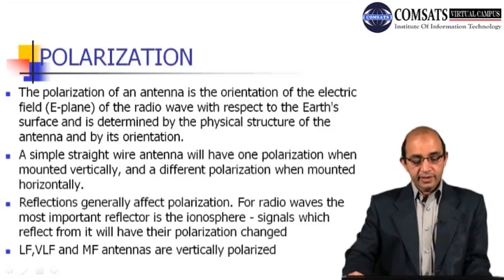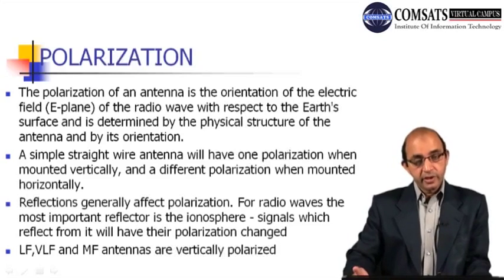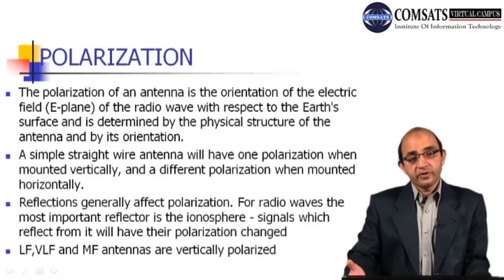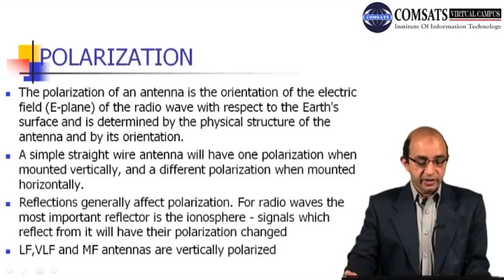So a simple straight wire antenna will have one polarization when mounted vertically and a different polarization when mounted horizontally, right? So you can see the configuration of the antenna is important. So if we mount the antenna as a simple straight wire, one polarization, and if we mount differently, then we have another polarization. So reflections generally affect the polarization.